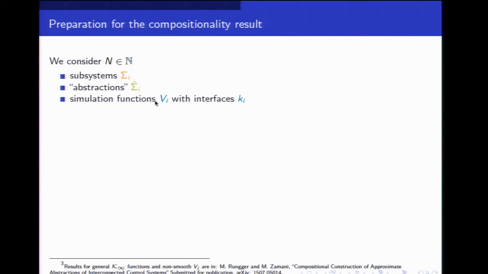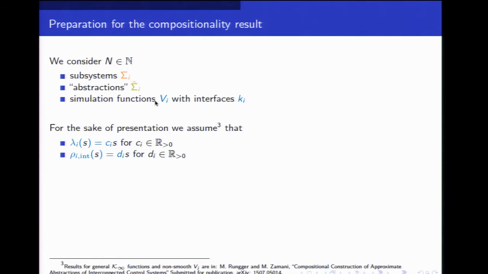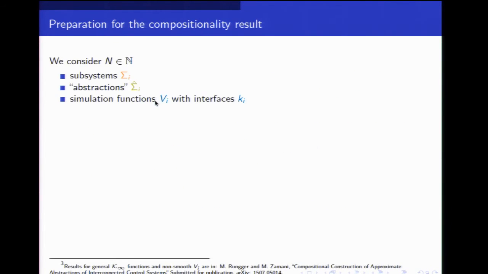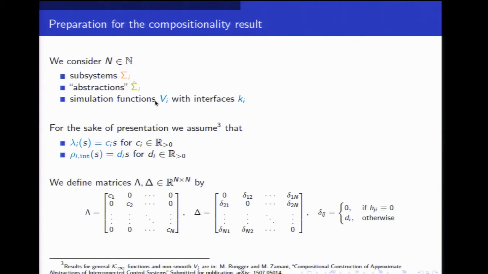Okay, so I'm given n subsystems, and their corresponding abstraction and the simulation function. For the sake of presentation, I assume this function here and the rho internal function here are linear, yeah? So now we construct these matrices using those Ci and Di, where delta ij comes from this. Of course, the result for even non-smooth simulation functions you can find in this archive paper.